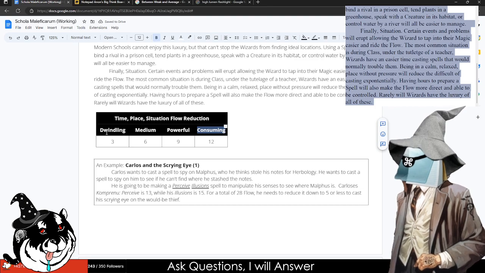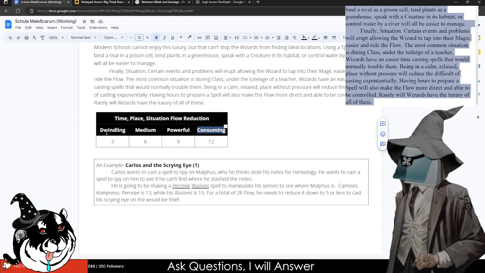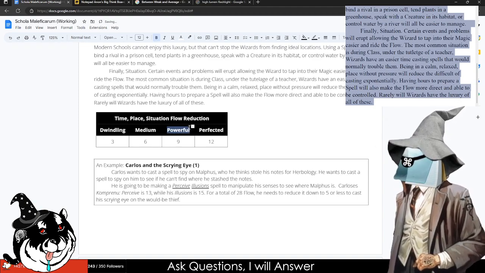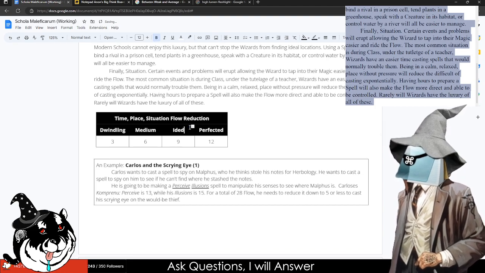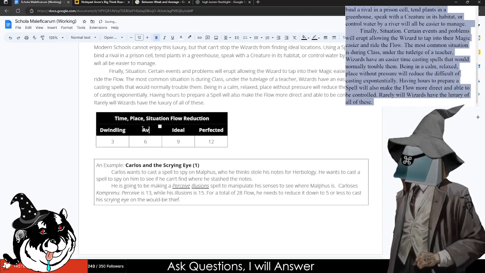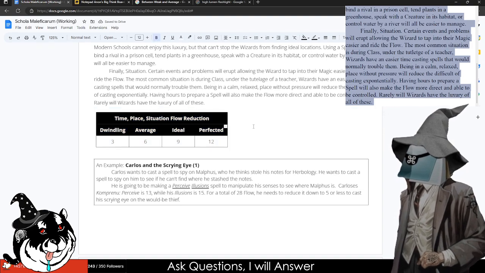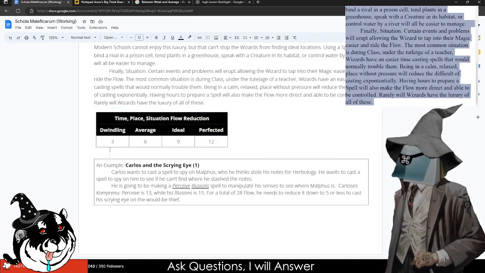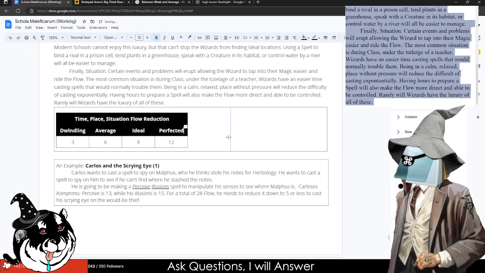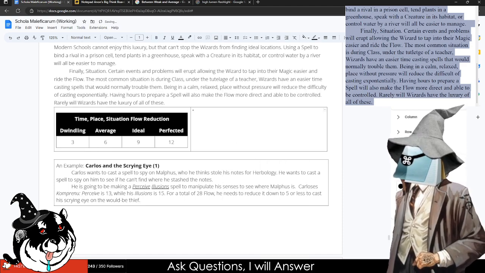Not dwindling. It would be dwindling. Perfected. Perfected conditions, ideal conditions, average conditions. There we go. Hot dog, hot diggity dog.